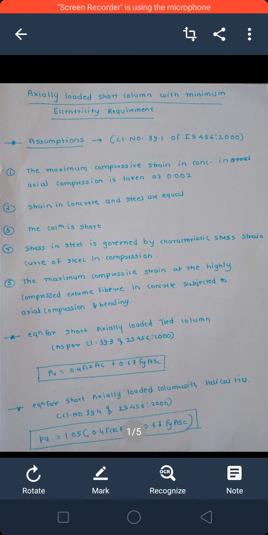As per IS 456/2000 clause number 39.1, there are many assumptions made while designing the axially loaded short column. First assumption is the maximum compressive strain in concrete in axial compression is taken as 0.002. Second assumption is the strain in concrete and steel are always equal. Third assumption is the column must be short.